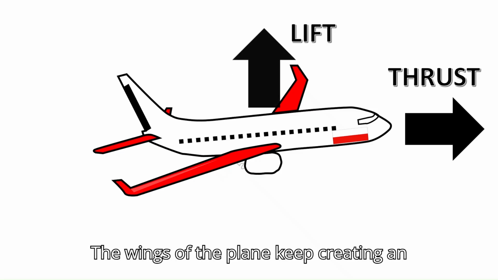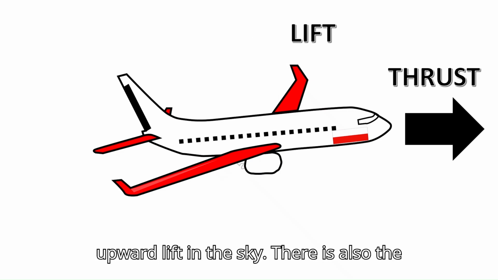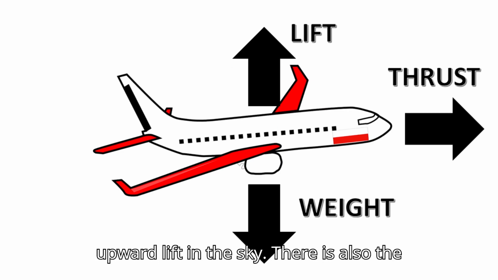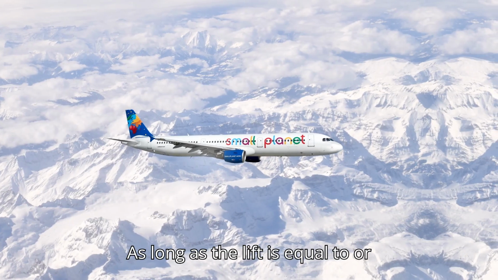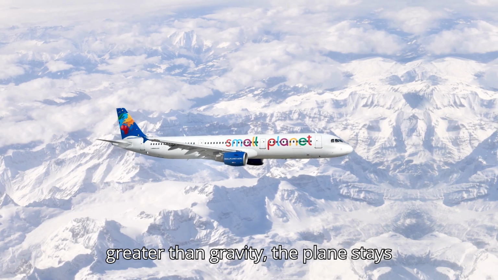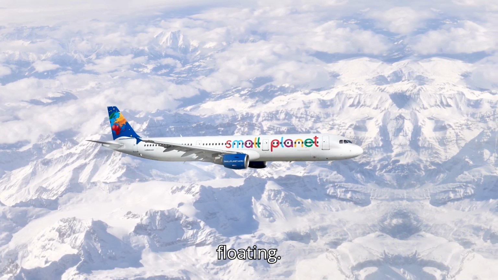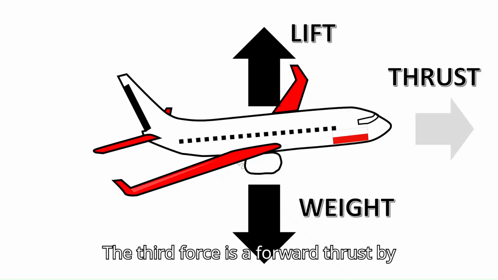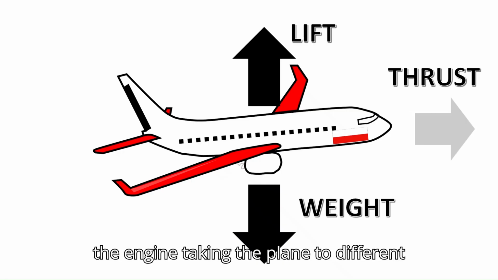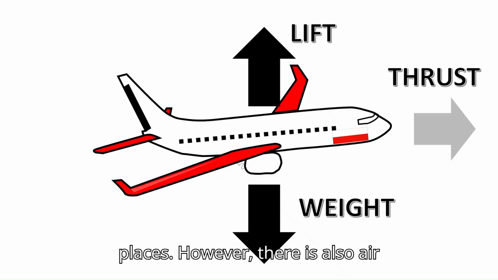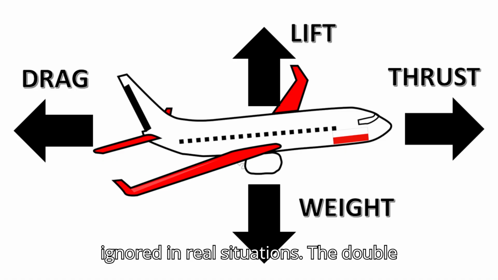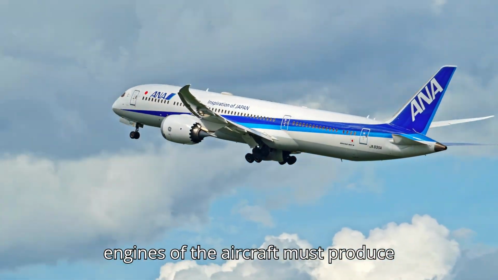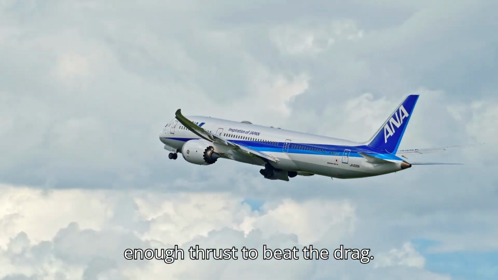The wings of the plane keep creating an upward lift in the sky. There is also the force of gravity pulling the plane down. As long as the lift is equal to or greater than gravity, the plane stays floating. The third force is a forward thrust by the engine, taking the plane to different places. However, there is also air resistance or drag, which cannot be ignored in real situations. The double engines of the aircraft must produce enough thrust to beat the drag.